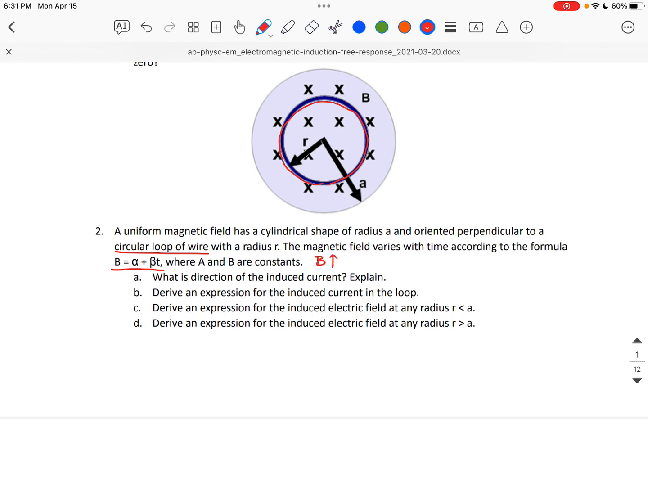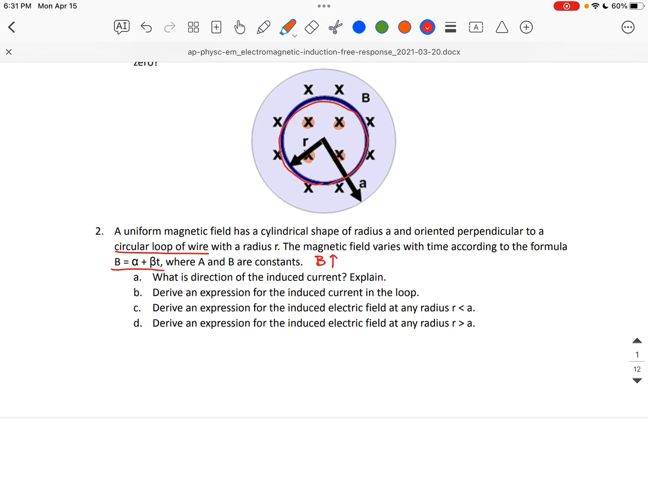So what's the direction of the induced current? Well, if the magnetic field going into the page is increasing, we want to generate a magnetic field that is coming out of the page. So within the loop, magnetic flux, we want to counteract that increasing magnetic field in. So we're going to create a magnetic field coming out.